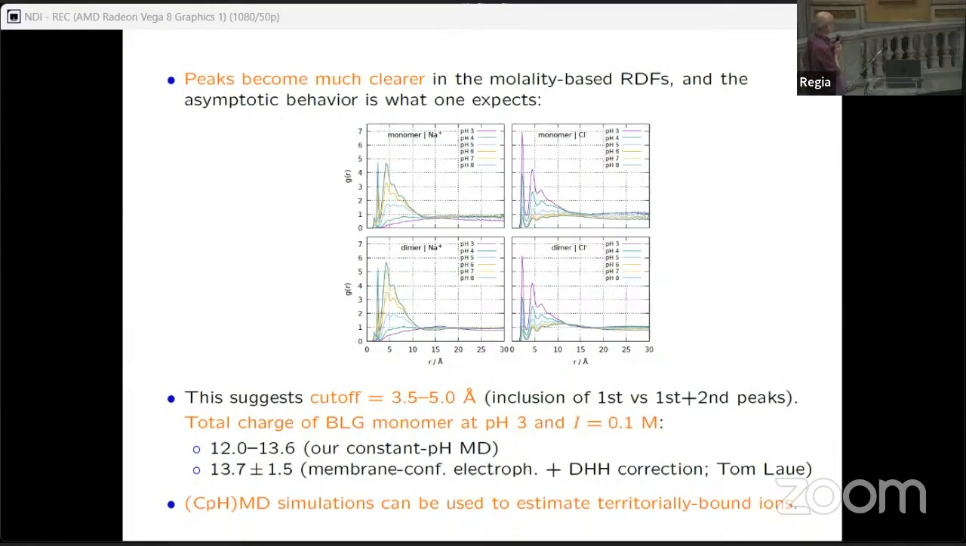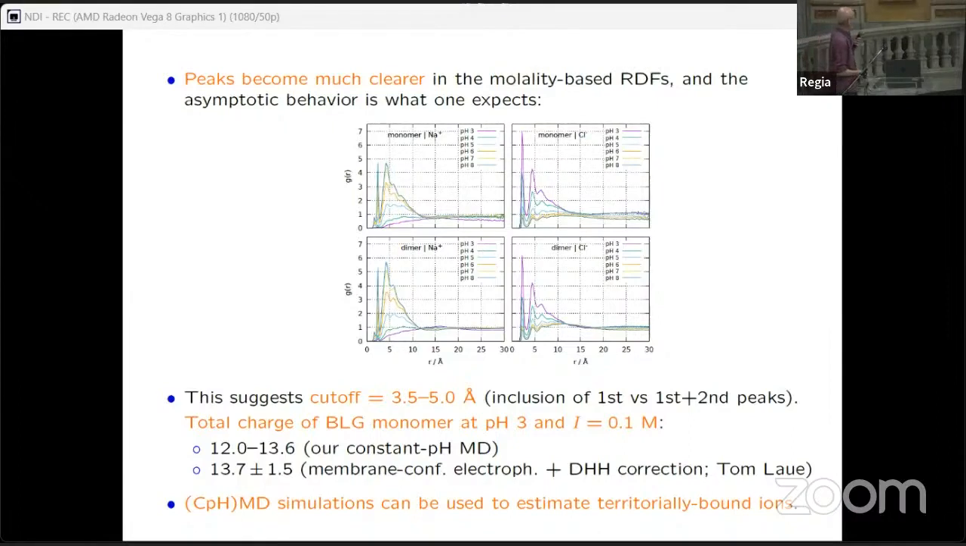If we use a cutoff from 3.5 to 5 angstroms, you get a total charge for the BLG monomer at pH 3, because that's for which we have experimental data. At pH 3 and 0.1 molar ionic strength, we get between 12 and 13.6. This is in excellent agreement with the value that Tom Lau inferred from membrane-confined electrophoresis with the Henry correction, which is 13.7 plus or minus 1.5. So the agreement is actually quite good if you use this criterion of the first one or two peaks.